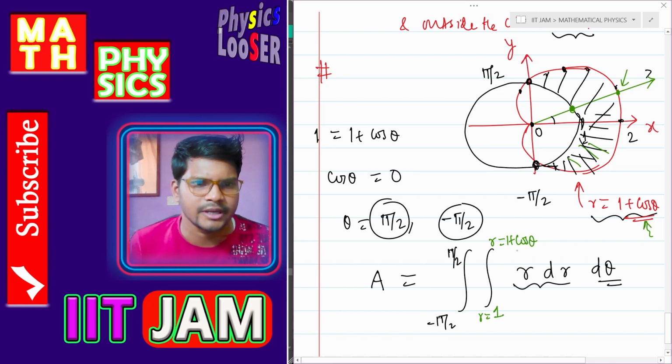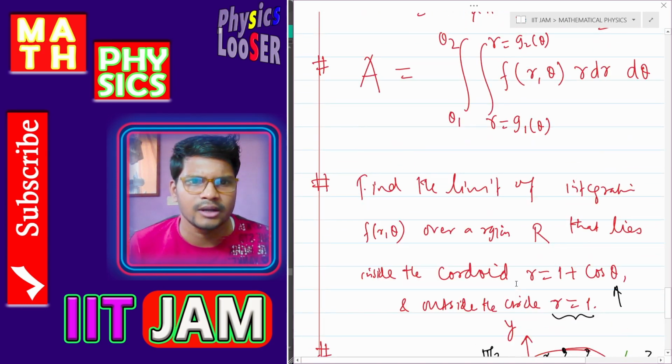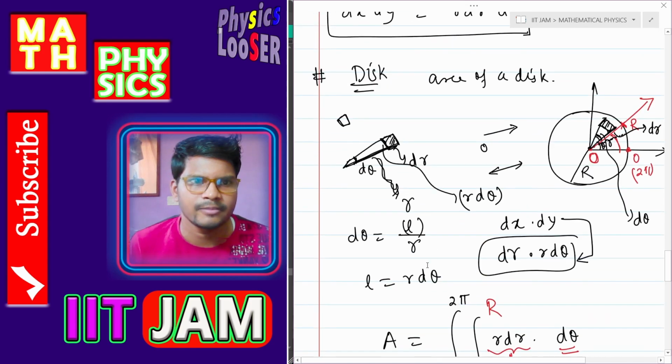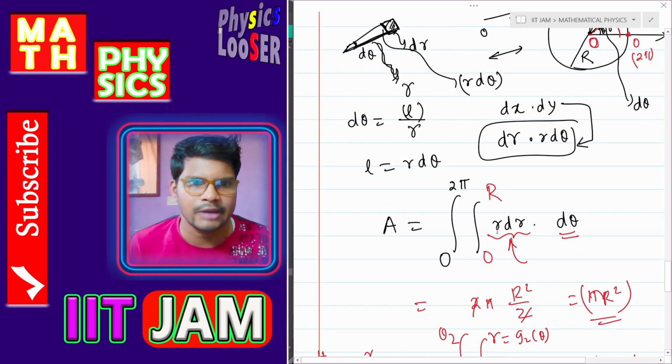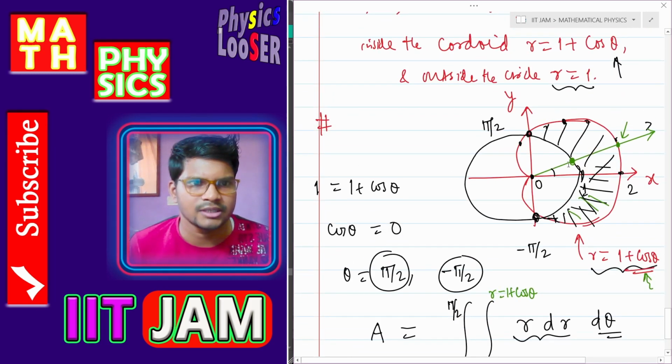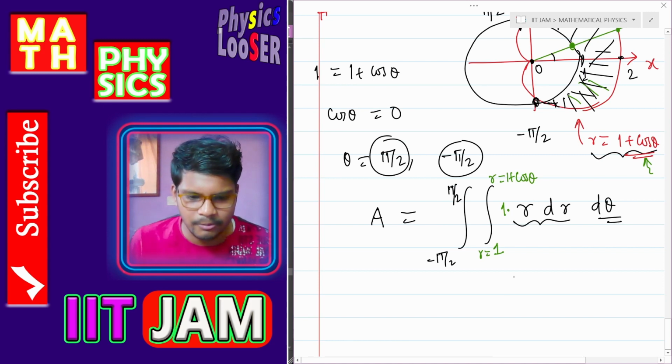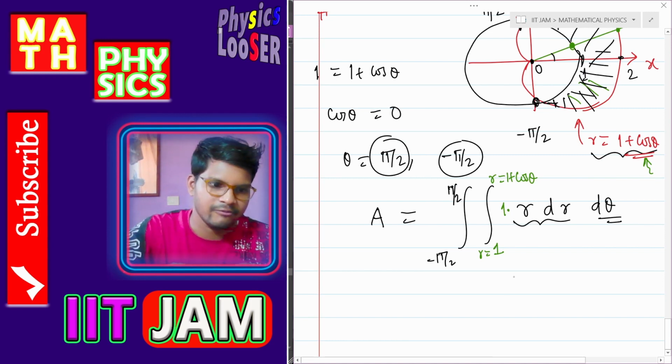Okay, that's why I'm just writing r is equal to 1 plus cos theta. Now they have said to find the limit of integration, f of r theta. Now here you can see in this example, what is the f of r theta? F of r theta will come out to be 1. Okay, so since we are just finding out the region, in this case f of r theta will also become 1. Understood?